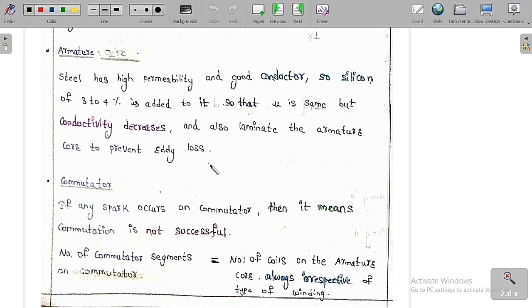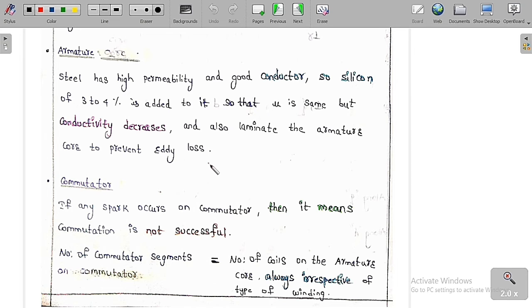As I have already told you, this armature core is basically made of steel, which is laminated in nature. And steel has good permeability and is a good conductor. So we need the permeability but not the conductor. We need to decrease the conductivity by adding silicon of 3 to 4%. By adding it, we are going to decrease the conductivity, but we are not going to change the permeability of the steel.